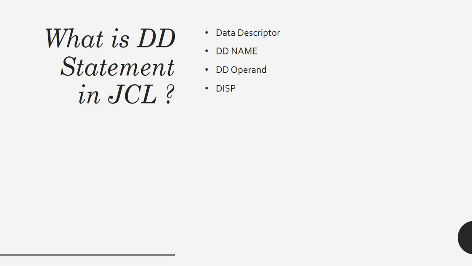Another question that can be asked is: what is a DD statement? So far we have covered EXEC, job card, refer back, and so on. So another simple question that can be asked is what is a DD statement in JCL? Normally we can say a DD statement is a data descriptor which has DD names, DD operands and disposition parameters. The DD statement completely deals with the data.